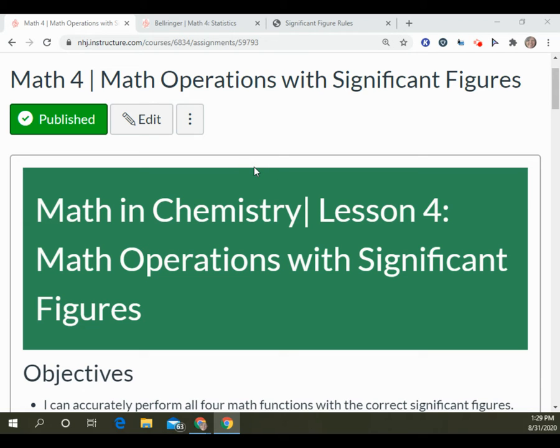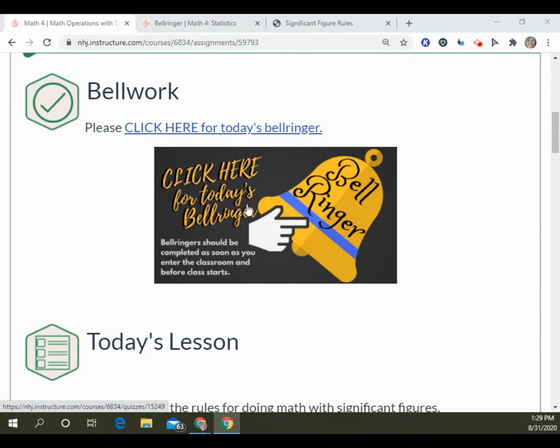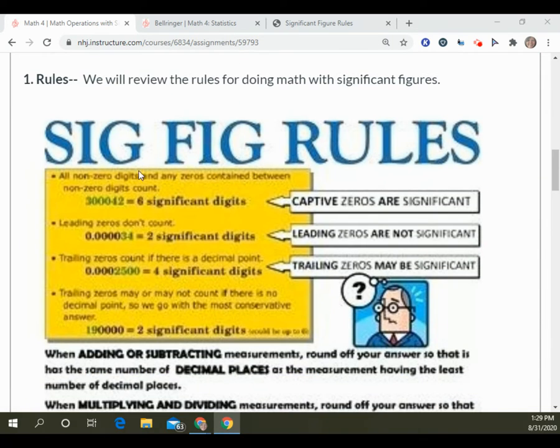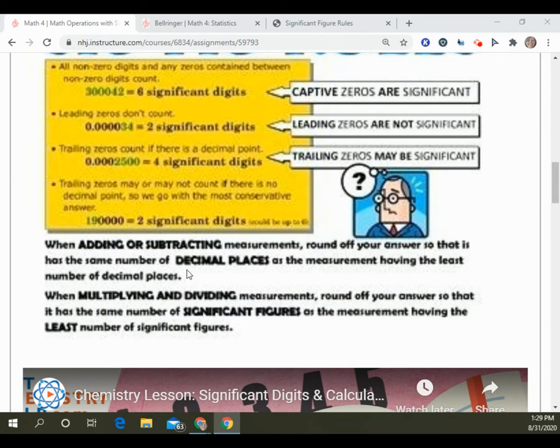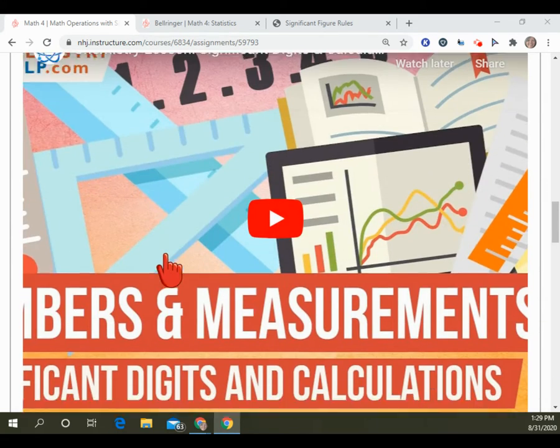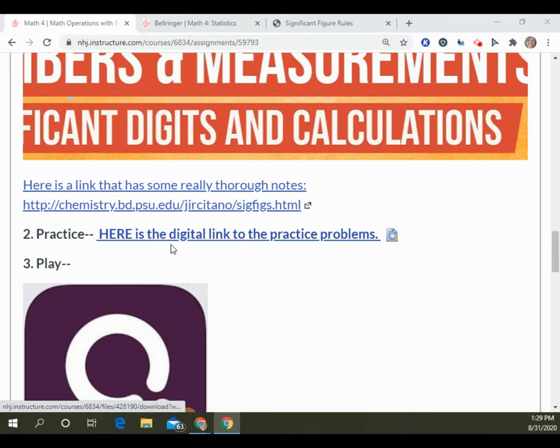Okay, so today we're in math operations with significant figures. You guys have done your bell work already. These are the same significant figures rules that we talked about the other day. Today we're going to talk about adding and subtracting. If you scroll down here, here is the practice problems. We're going to go through some of these practice problems together.